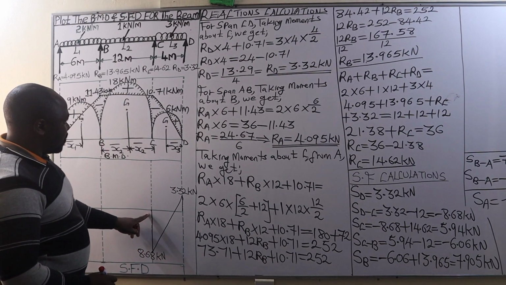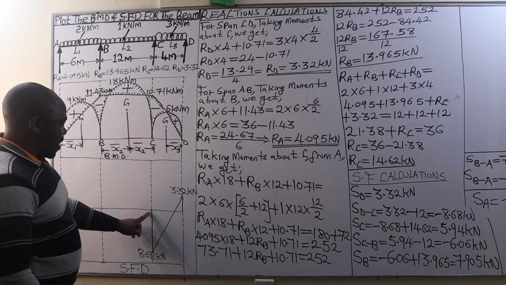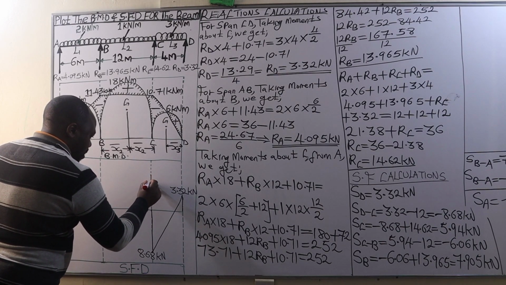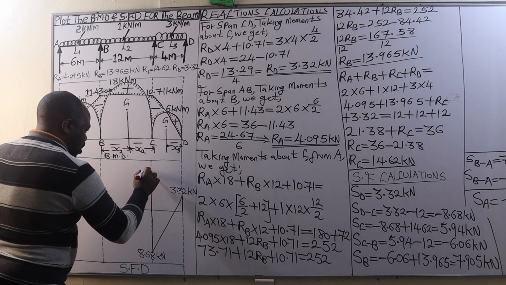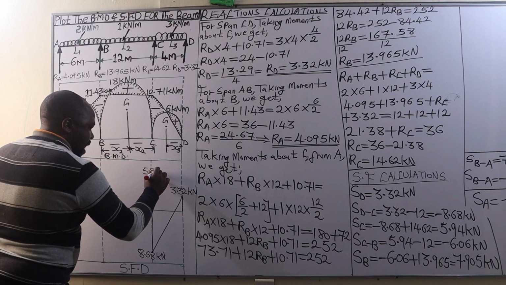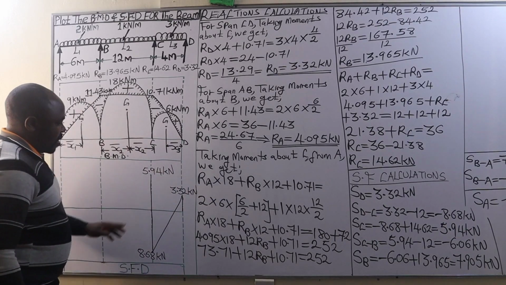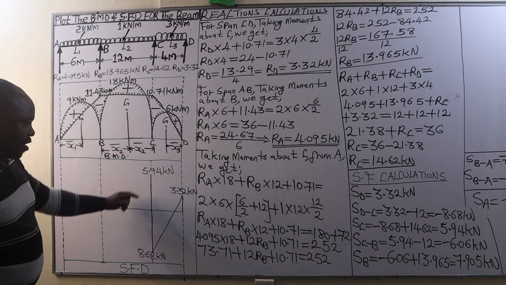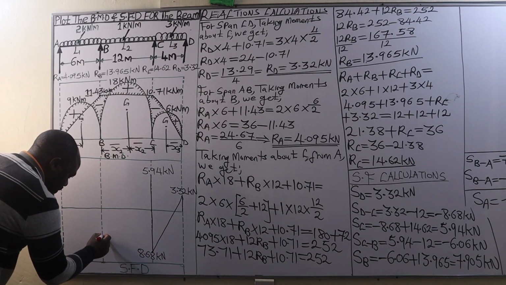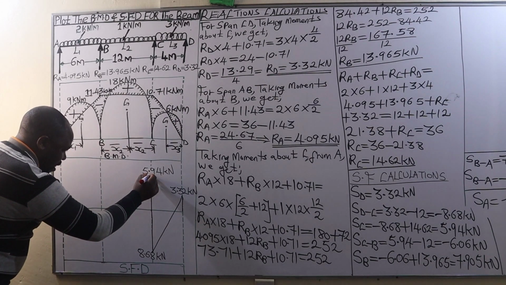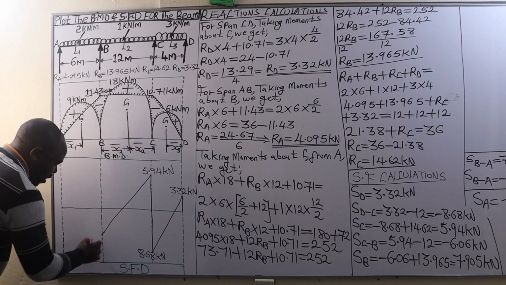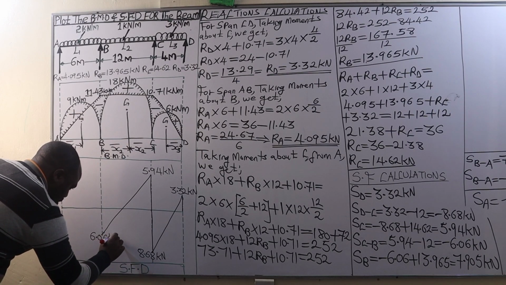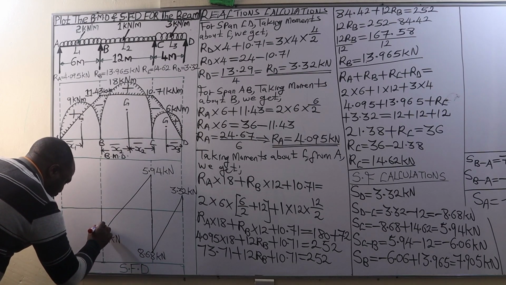Then shear force at C, that is 5.94. Let's approximate it to be there. So that is the shear force at C, which is 5.94 kilonewtons. Shear force between C and B changes from 5.94 to negative 6.06 below this line. So negative 6.06, let's approximate it there. Then we join those 2 points together like that. So this is negative 6.06 kilonewtons. Join it to the horizontal line.